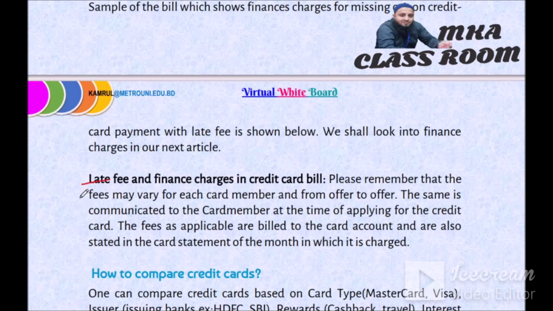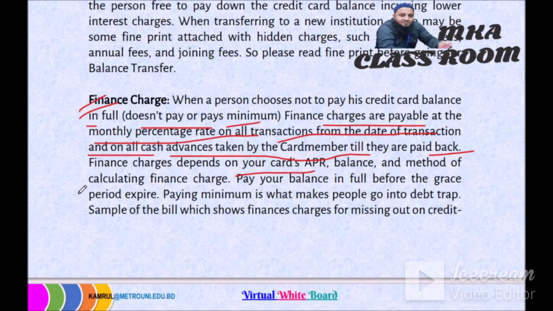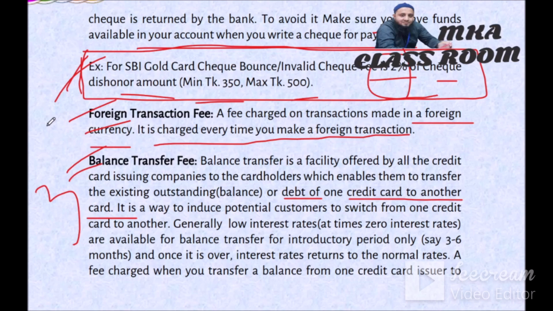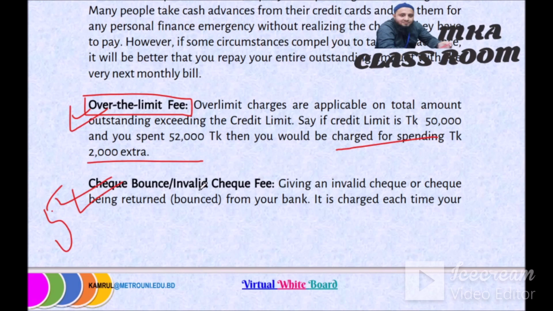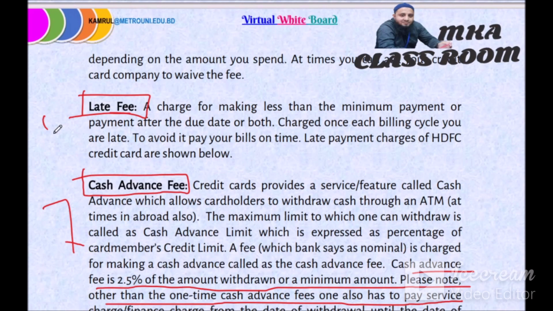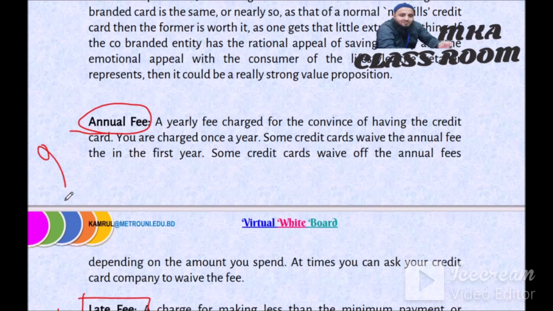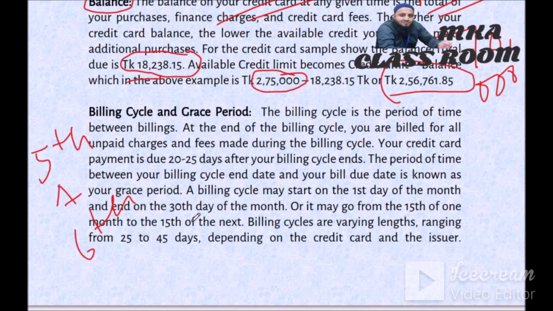So here you will see that different charges are charged to you if you use this e-cash or plastic money. Remember that. 1. Late fee and finance charges, credit card bill. 2. Finance charges. 3. Balance transfer fee. 4. Foreign transactions fee. 5. Check bounce or invalid check fee. 6. Over limit fee. 7. Cash advance fee. 8. Late fee. 9. Annual fee. So here, APR. So at least you have to pay 5 to 10 types of fees and charges for the use of your debit card or credit card.